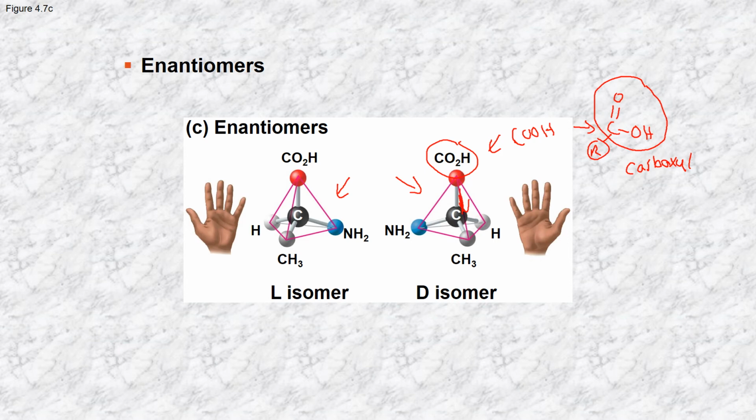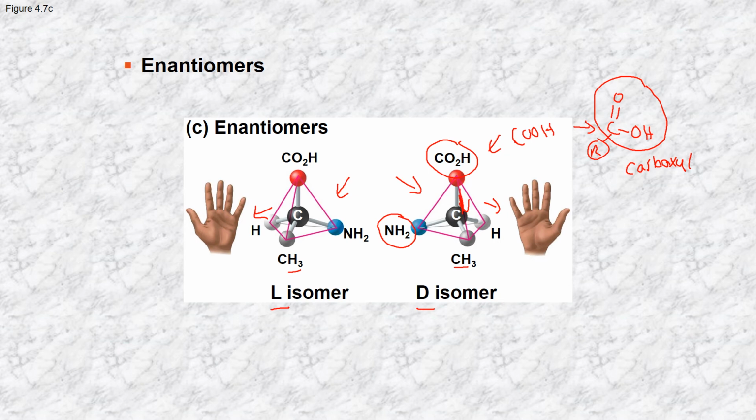And then, of course, all amino acids also have the amino group. Look, the amino groups are facing each other. The carboxyl groups are going upward. The hydrogens are going out, away from each other. So that would be like the thumbs in these hands right here. And then the R group is like the wrist. So amino acids have what's called an L isomer and a D isomer.